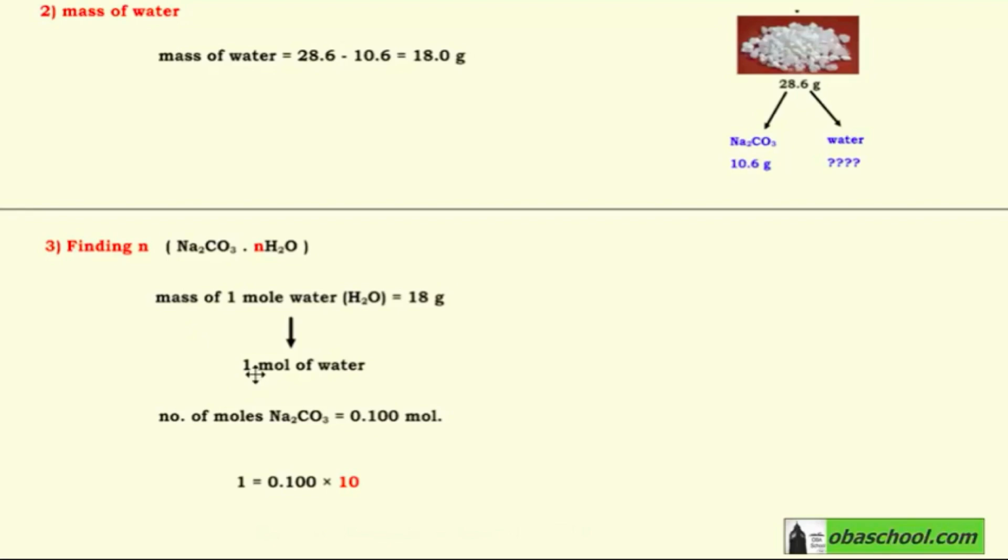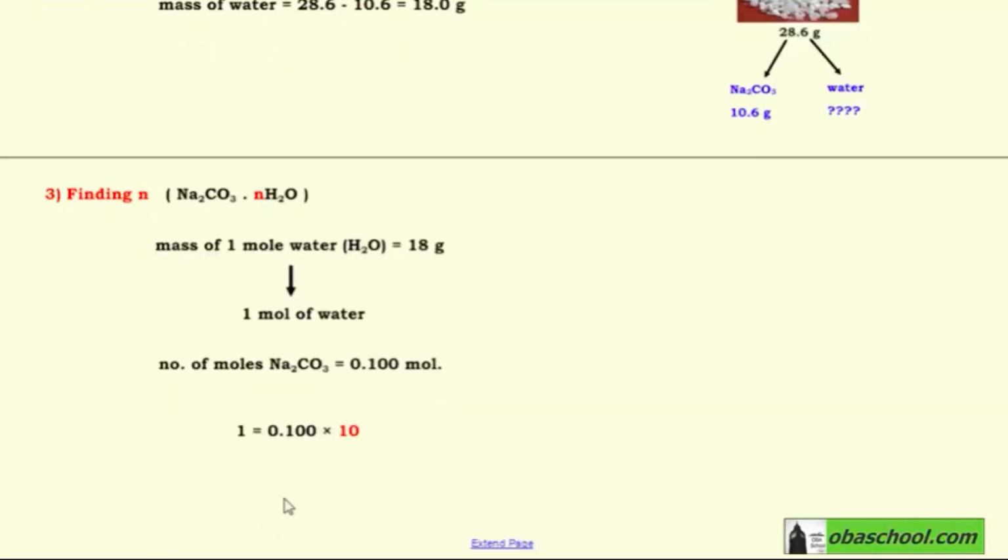So I replace N with 10. Why? Since we said that the number of moles of water is 10 times more than the number of moles of sodium carbonate. So the formula is Na2CO3·10H2O. So we have 10 molecules of water.